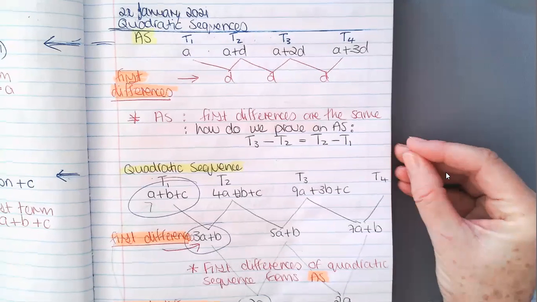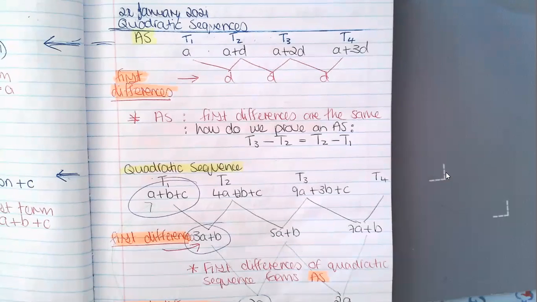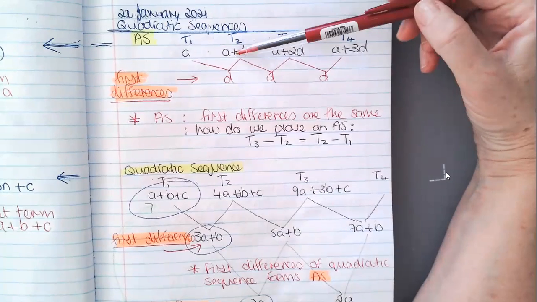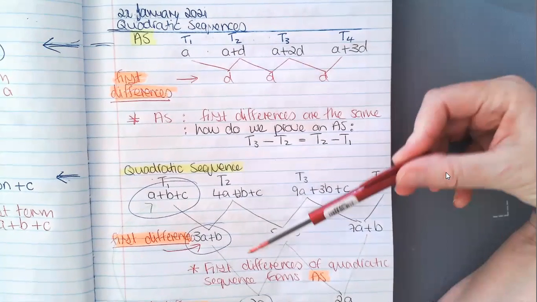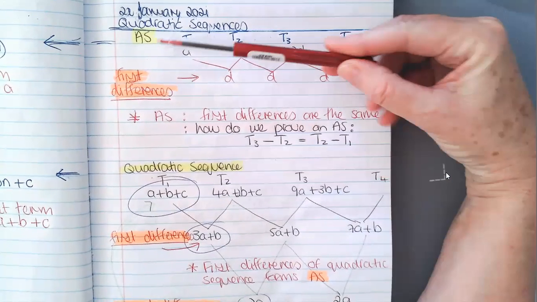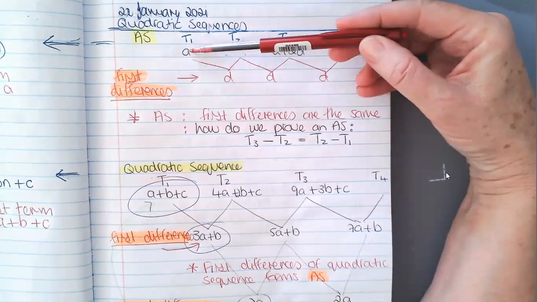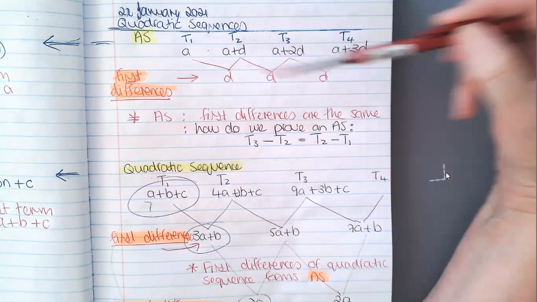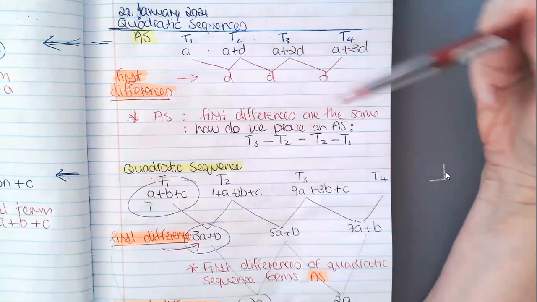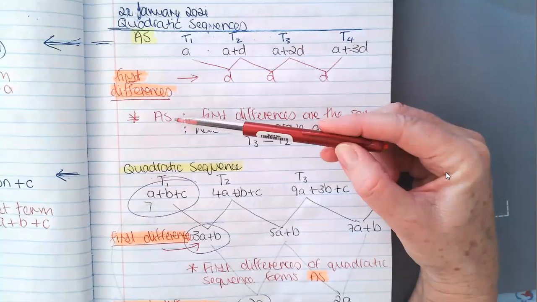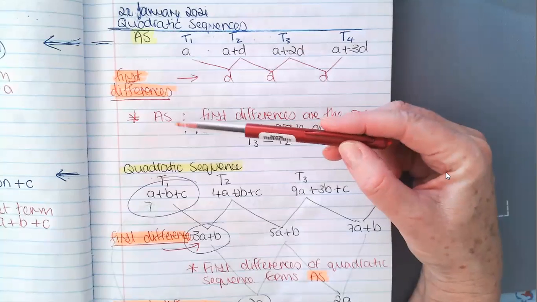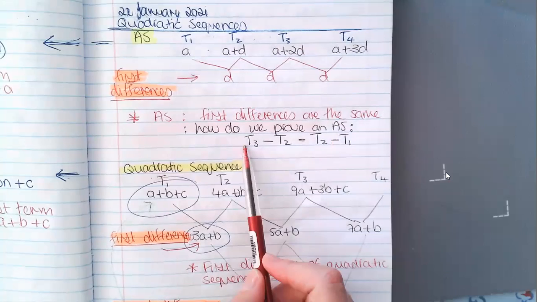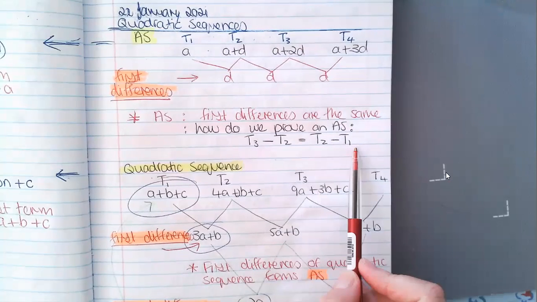On top of your page, in the front of your exercise book, you write 23 January, quadratic sequences, and we look at a summary of what we have done so far and the differences between the two. For an arithmetic sequence, the first term is A, the second term A plus D, A plus 2D, A plus 3D, with the difference D, and we call it the first differences. The property of an arithmetic sequence is that the first differences are the same. And how do we prove an arithmetic sequence? To prove that, T3 minus T2 equals T2 minus T1.